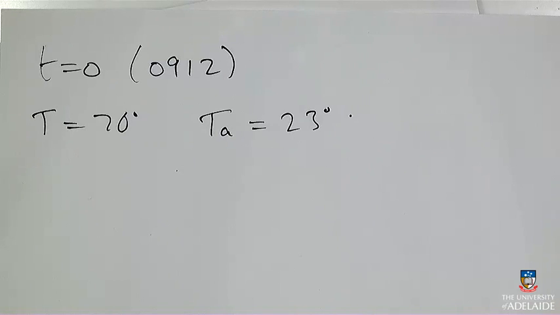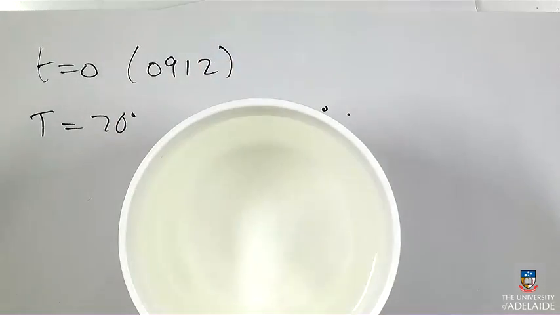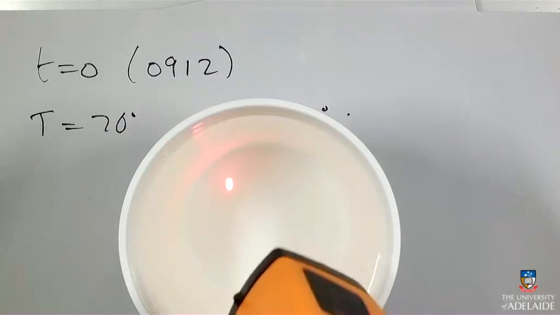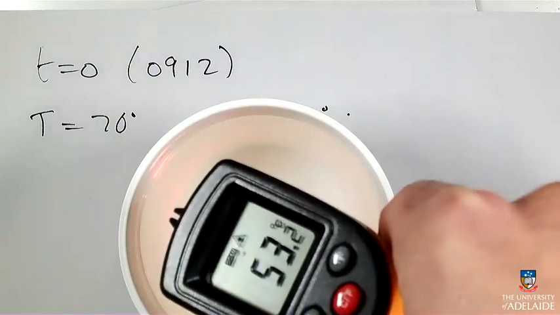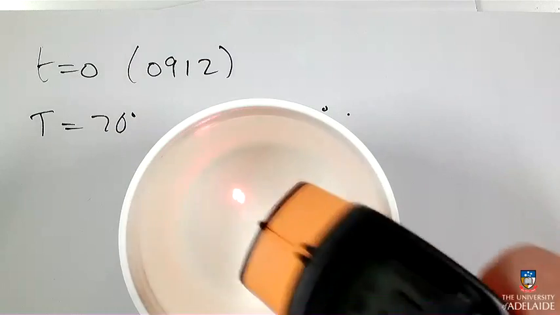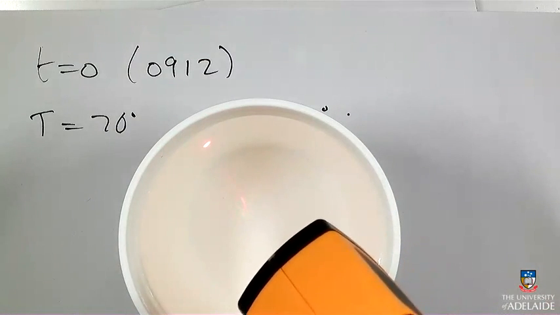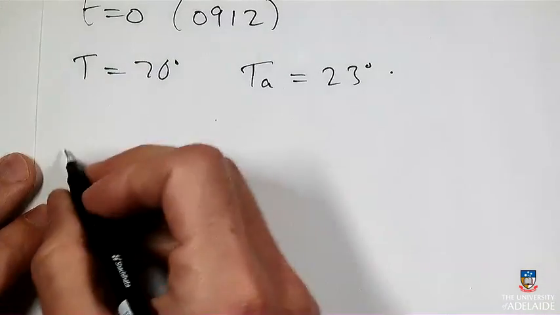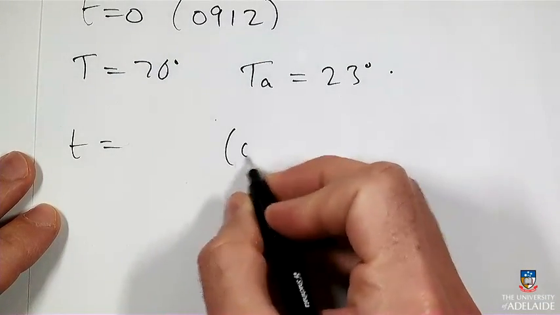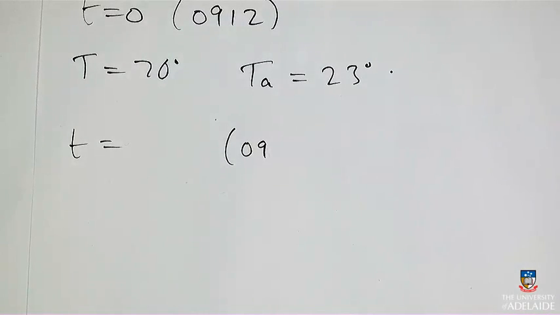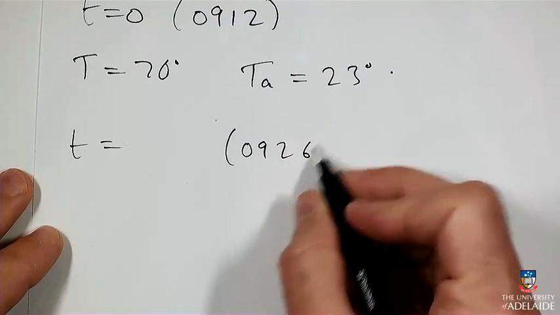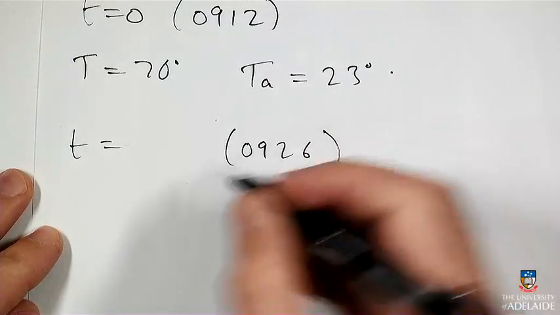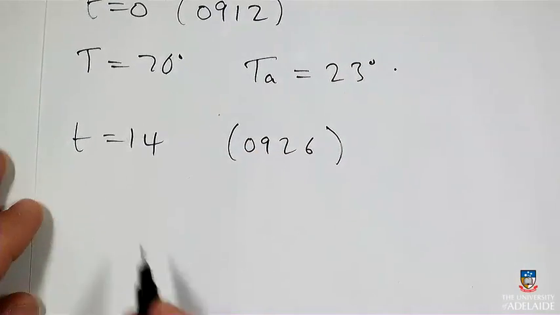Let's measure some water. It's still 23 degrees. Okay. Here's my water. Here's my thermometer. Okay, I don't know, can you see that? 53, right? Getting about 53. Let's write that down. So at T, so what time is it? It's 09:20, it's actually 26 now. So how many minutes between here and here? 14. So 14 minutes after we started.